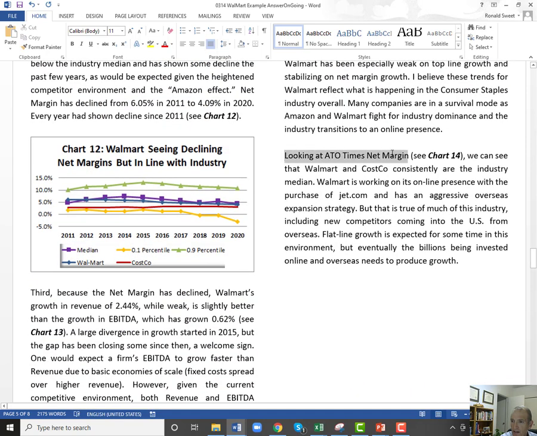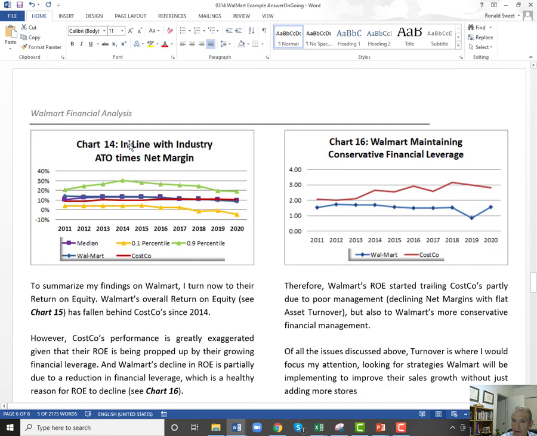So to summarize the growth part, the turnover and margin, you simply multiply the two together. You can see in chart 14 that Walmart is right in line with the industries. So asset turnover times net margin. Essentially, it's a little bit like return on assets. Return on equity, we're going to talk about it a little bit, but it's essentially the return before we bring in the concept of financial leverage. So it's that term, but asset turnover times net margin.